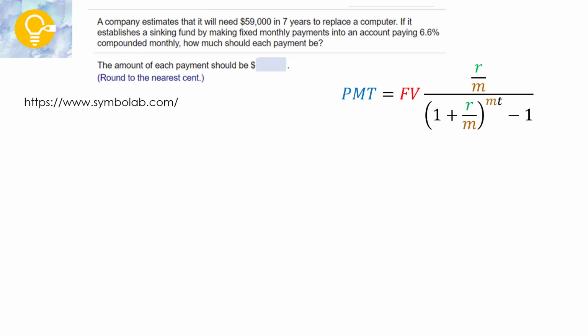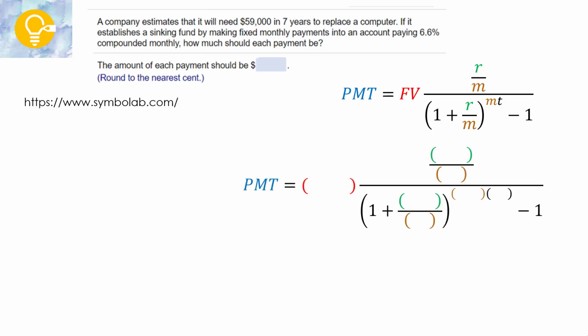Okay, you get to try this one by yourself. A company estimates that it will need $59,000 in 7 years to replace a computer. If it establishes a sinking fund by making fixed monthly payments into an account paying 6.6% compounded monthly, how much should each payment be? Pause the video, do this one, and then press play for us to work it together. Remember, I'm going to be using Symbolab to do our calculations. Let's work this one together.